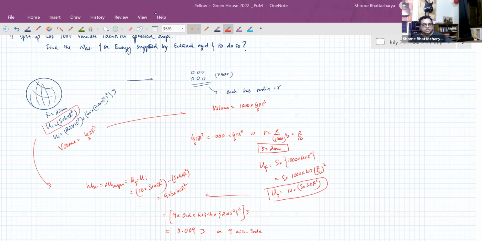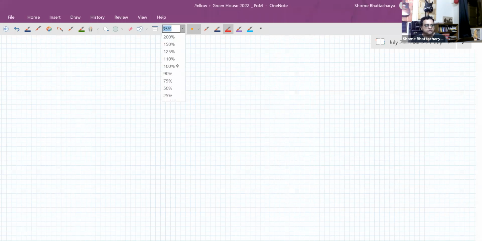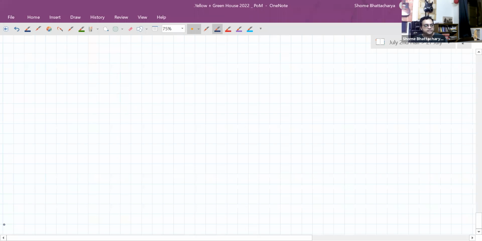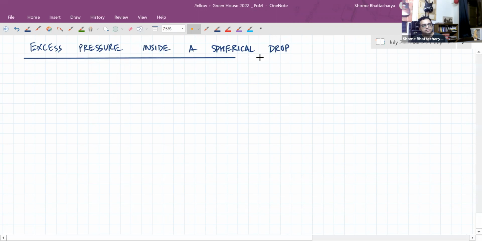Okay, so people, hope this question is clear to all of you. Now let's move on to the next aspect related to surface tension. Coming towards the end of this portion of surface tension, that is the concept of excess pressure inside a spherical drop. Now, this is also again a very important formula.